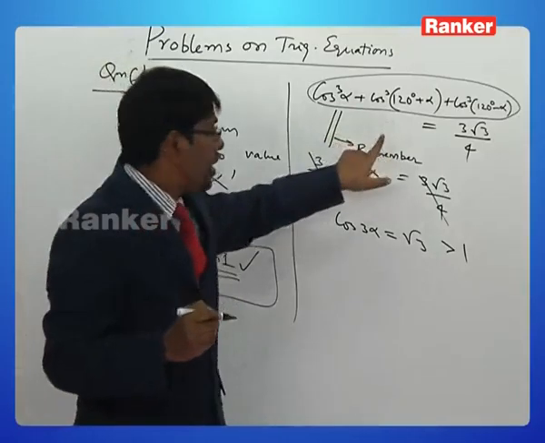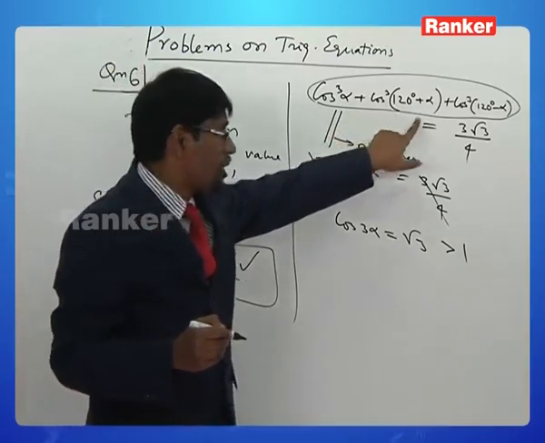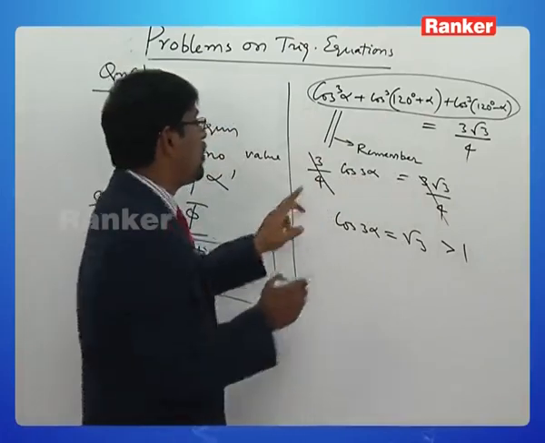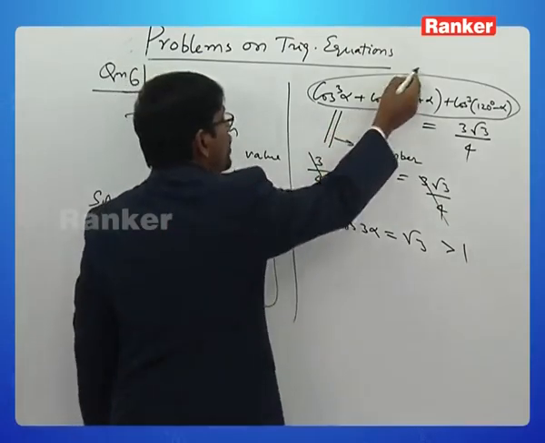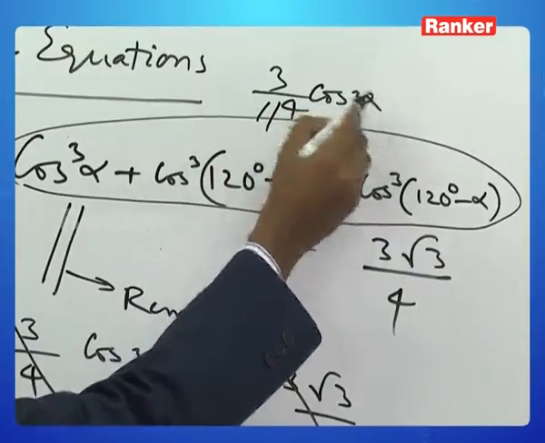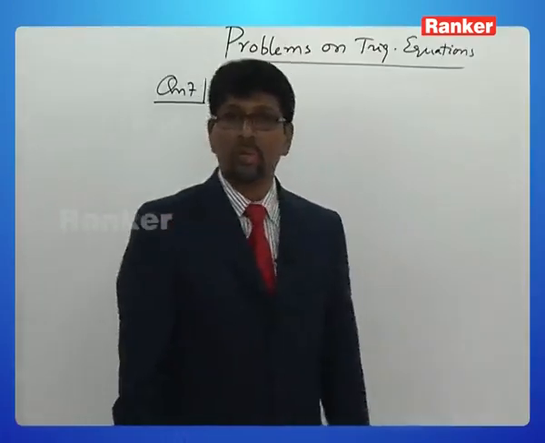So, the formula that you have to remember is cos cube alpha plus cos cube of 120 plus alpha plus cos cube of 120 minus alpha is 3/4 of cos 3 alpha. This is equal to 3 by 4 cos 3 alpha. This has to be memorized. Let's move on to the next question.